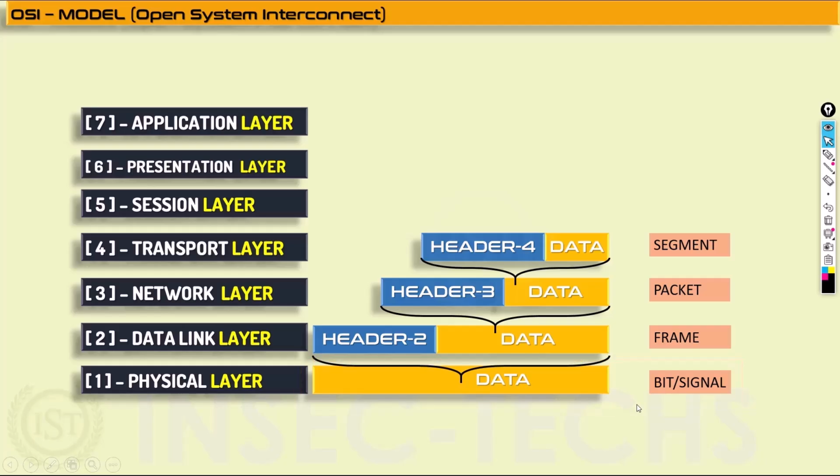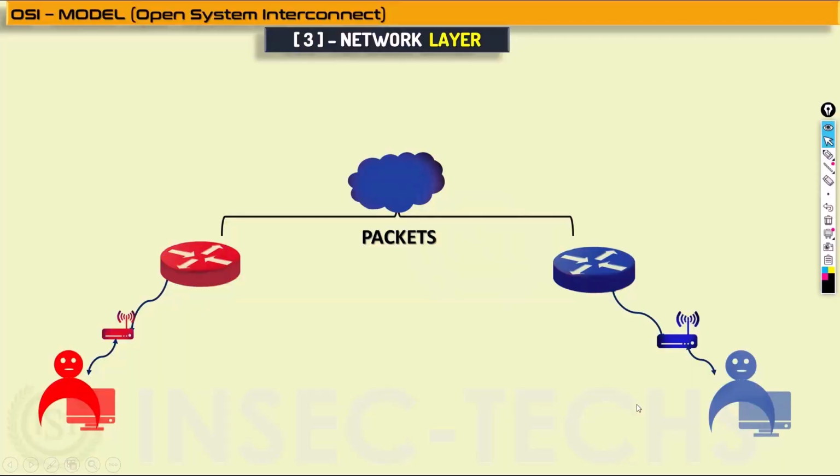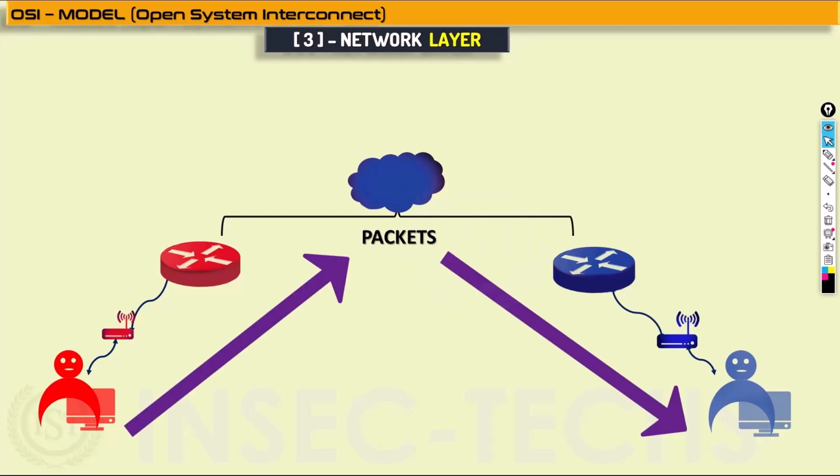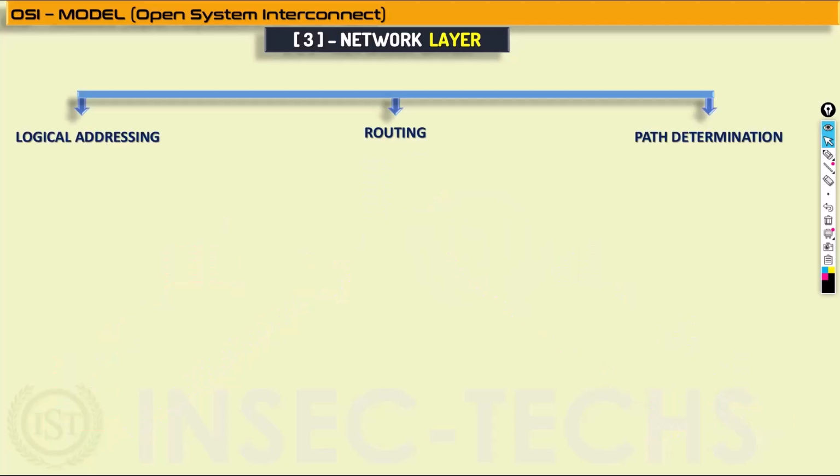So the next layer is the network layer, and it has received segments from the transport layer. As you can see on the screen, this red guy is sending data to the blue guy across the network. So the function of the network layer is to facilitate data transmission across networks, and this is done by logical addressing, routing and path determination.